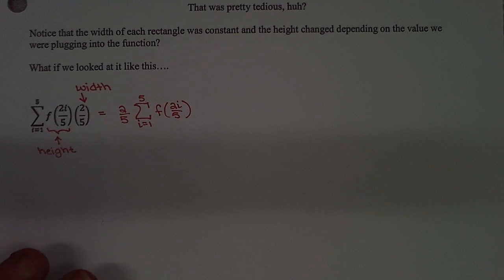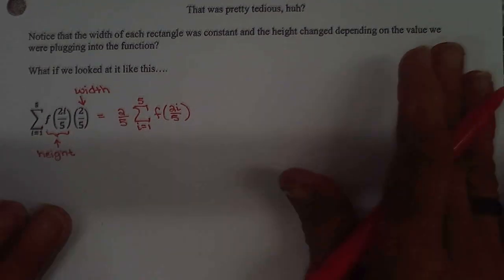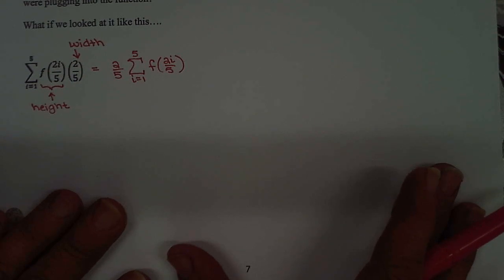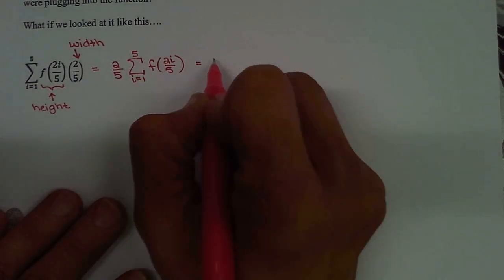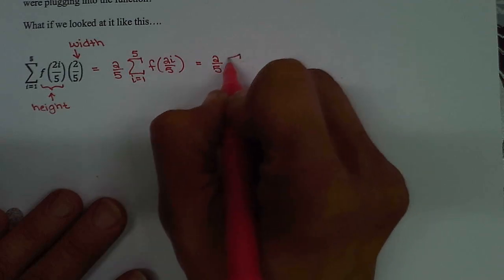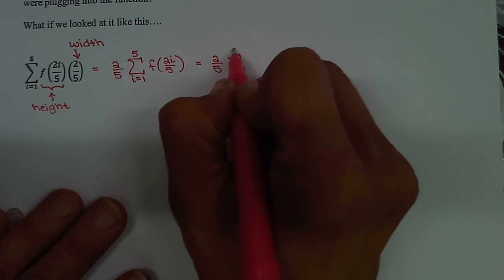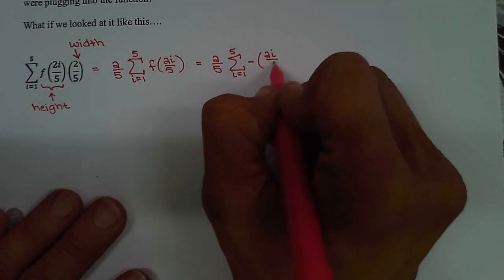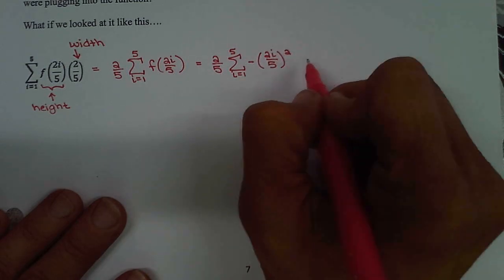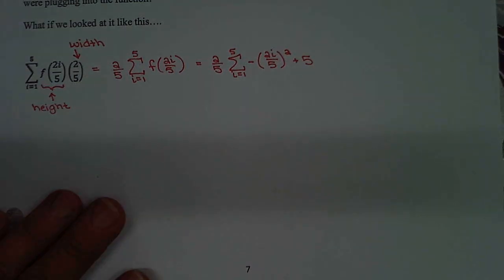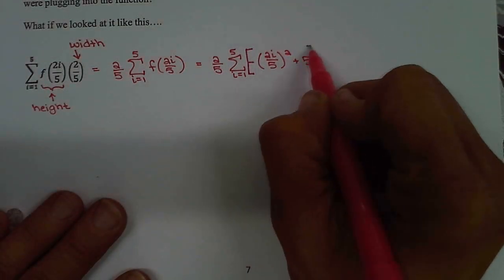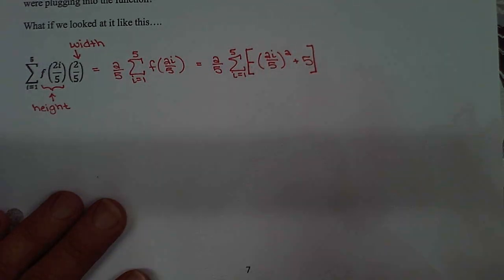Then if I evaluate my function, if you look back up here, it was negative x squared plus 5. So I'm plugging that 2i over 5 into the x, which gives me 2/5 times the summation from i equals 1 to 5 of negative, and then I plug in the quantity 2i over 5 squared, and then plus 5. And because I'm summing all of this, I'm going to put brackets around this so I know that it's not summing here and then adding the 5 later.